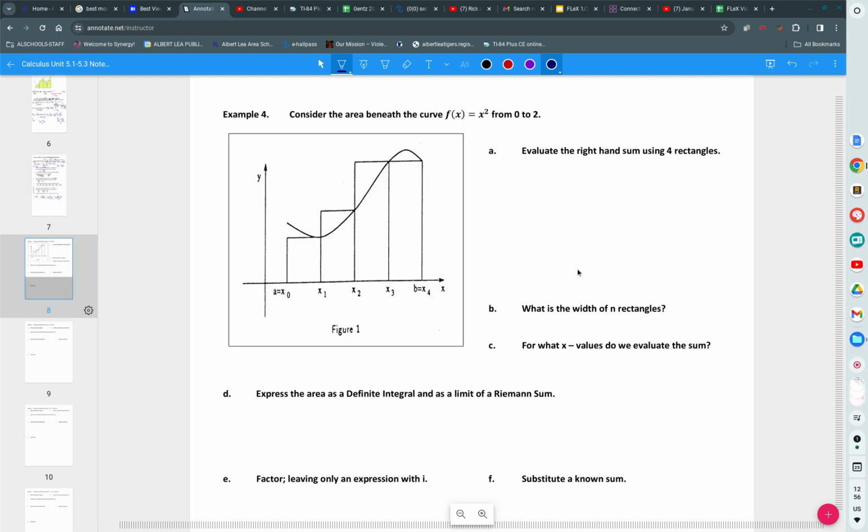So let's accomplish it. We will add up the area of an infinite number of rectangles. This will not be an approximation. It will be exact. Consider the area beneath the curve f of x equals x squared from 0 to 2, okay? So we are going to skip actually evaluating the right-hand sum of 4 rectangles, and we're going to go right to this space. But I am going to quickly draw here what our shape looks like. So x squared, and we're going to go from 0 to 2.